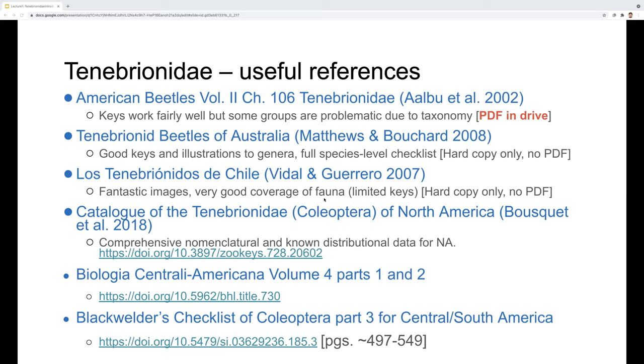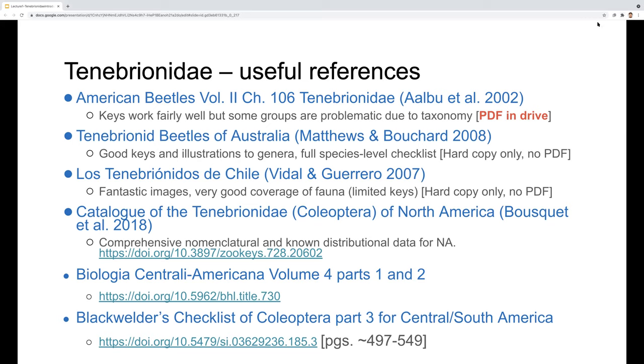This is still what you're going to have to use for South America, since our North American catalog stops only in North America. There are also a ton of other great resources for other parts of the world that we're not really covering. In the Palearctic, there's the Palearctic catalog. The Czech Republic, UK, and Sicily all have faunistic treatments of their Tenebrionids. So there are some great things out there as well. But these are the primary resources for the region that we're going to talk about.